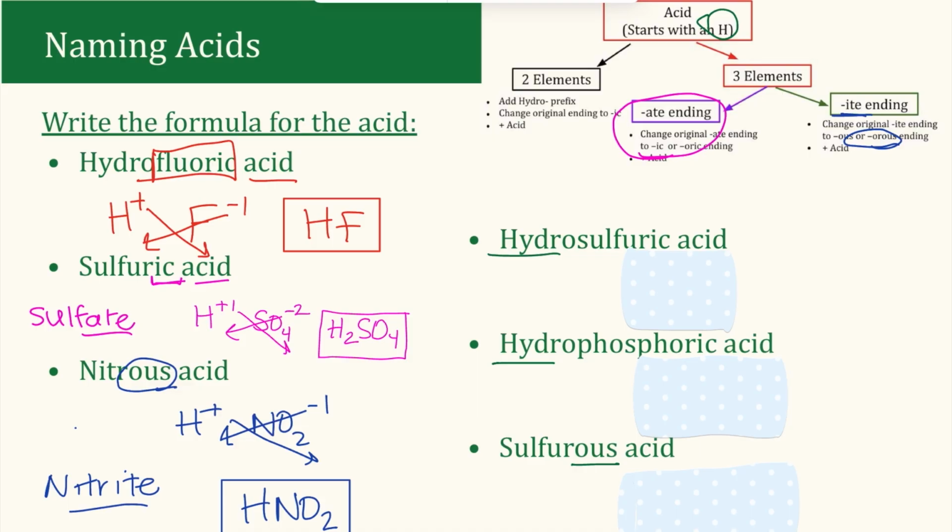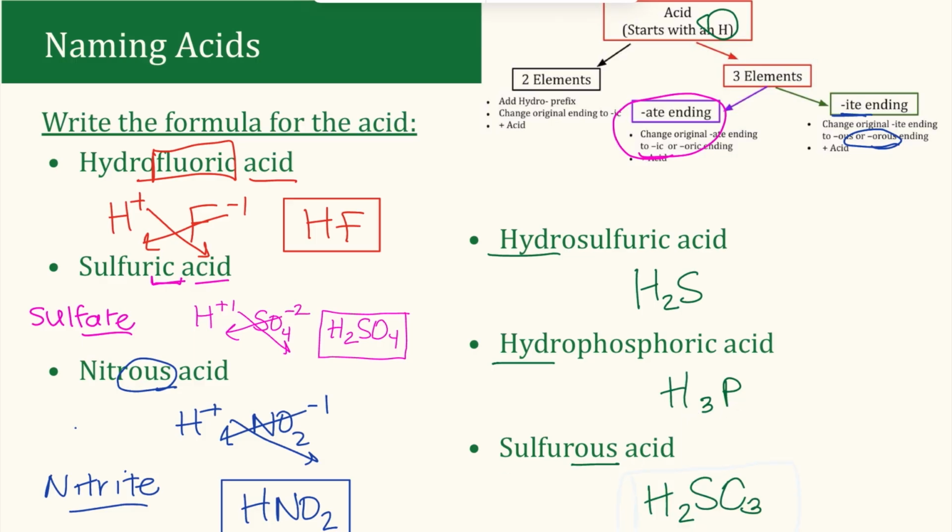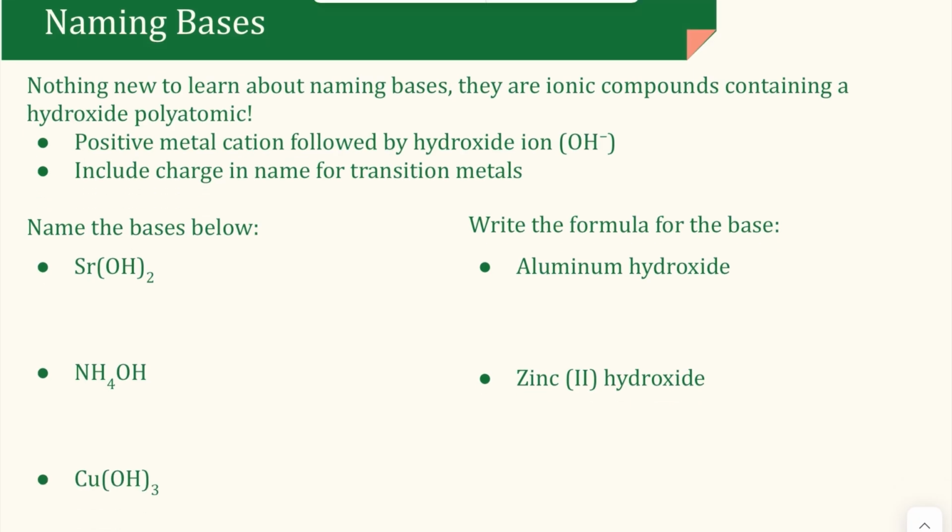All right, hydrosulfuric acid. That hydro shows us that we are going to have just hydrogen and sulfur in that acid. So we have H2S when we make that a neutral ionic compound. Hydrophosphoric acid, again, the hydro means this is an acid with hydrogen and phosphorus. And then sulfurous acid, there is no hydro in the front, so that is with that sulfite ion, H2SO3.